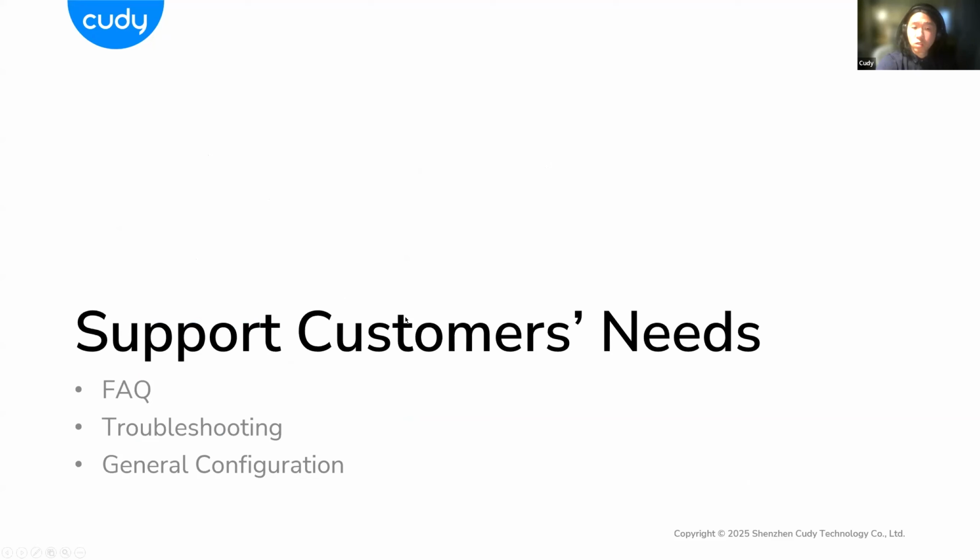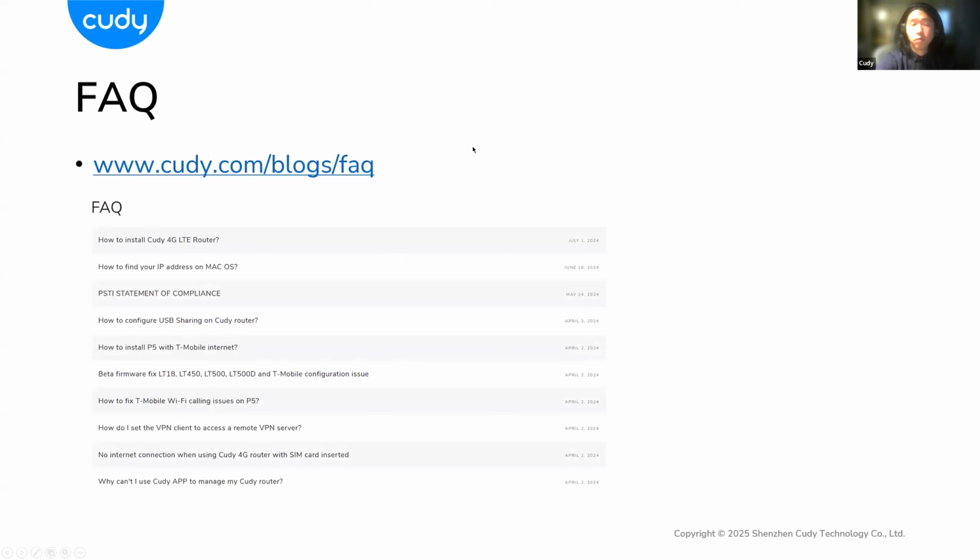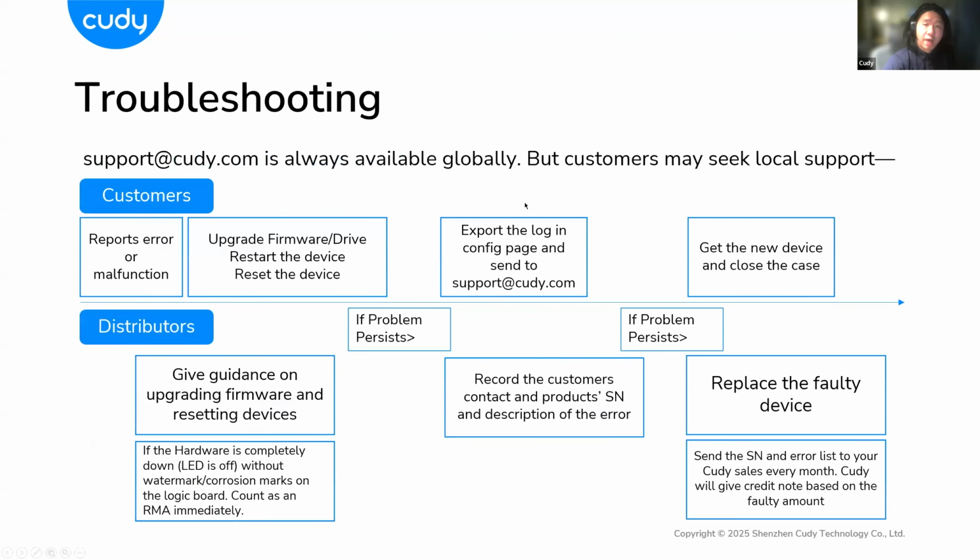Next is about supporting customers. If there are people relating to the support department in your company, you may check the FAQ first on our website. Just search keywords in the search bar. Many common questions have been recorded, so it's very helpful. And the customer may come to you asking for a replacement, asking for a fix.